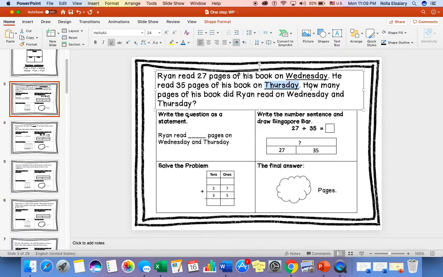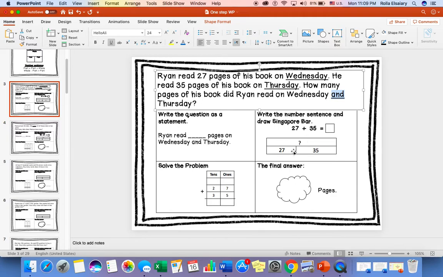And the question says, I'll read it a third time. How many pages of his book did Ryan read on Wednesday and Thursday? So when it says and, that means they need both of these days together, like Wednesday plus Thursday, the total number of pages. That's what they need to find. So that means I don't have a whole. I need to find the whole. So this is where I put the plus sign. So now I did my number sentence, 27 plus 35 equals blank or question mark.